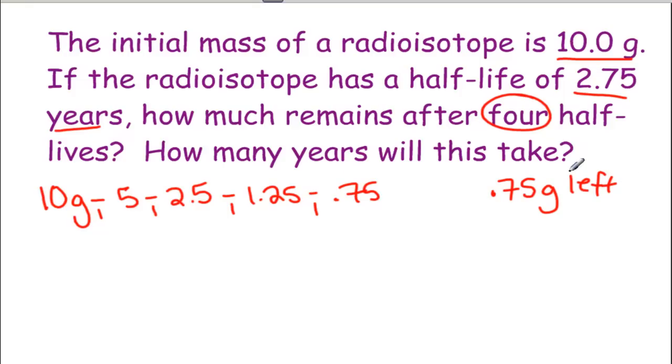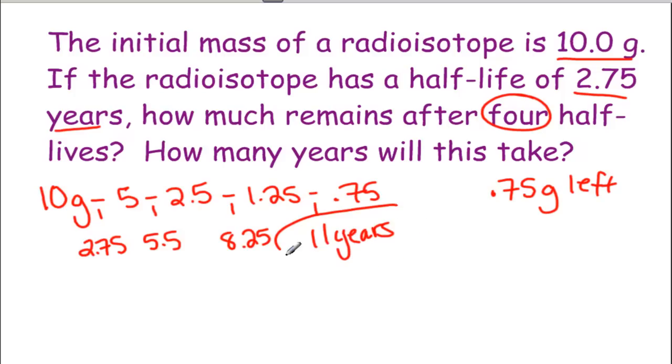Now, how many years did this take? Well, the first half-life is 2.75 years. Then we add 2.75 to that, and we get 5.5. Add another 2.75, you get 8.25. And then add another 2.75 to give you 11 years. So after 11 years, you have 0.75 grams of sample left.